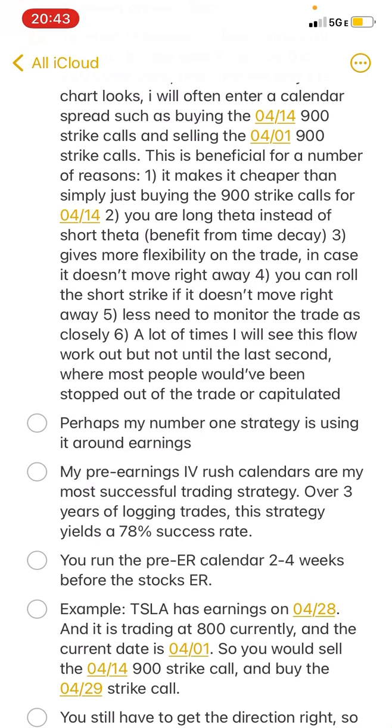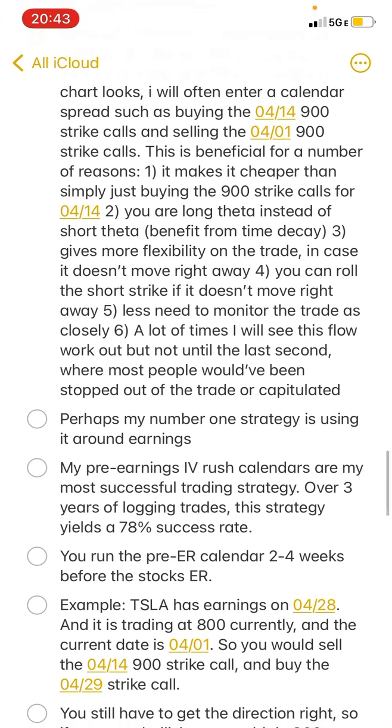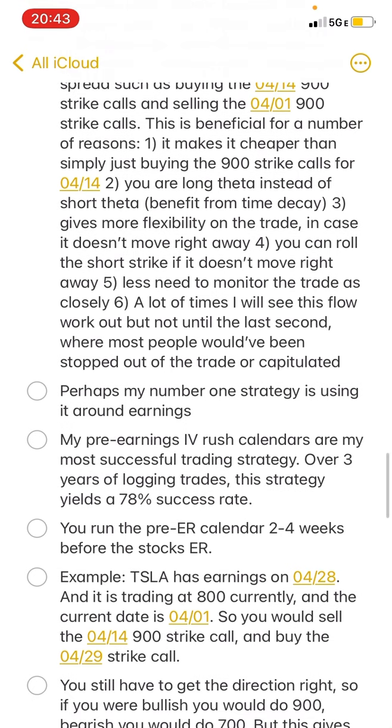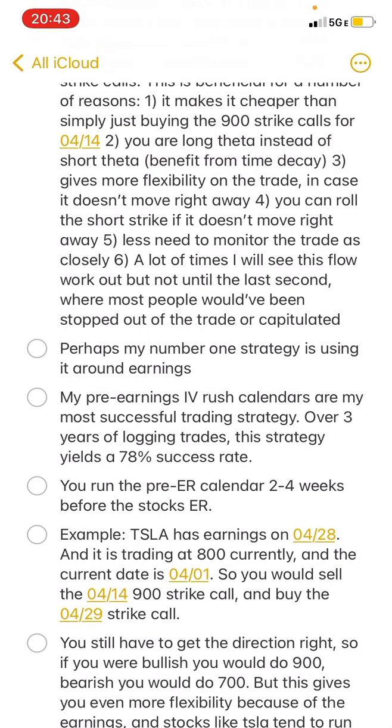Two, you're long theta instead of short theta, so we're going to benefit from time decay. If it doesn't move in our favor or just chops sideways, no problem. We're long theta, doesn't matter. Three, it gives you more flexibility on the trade. In case it doesn't move right away and chops around or pulls back, you're going to lose less money, okay?